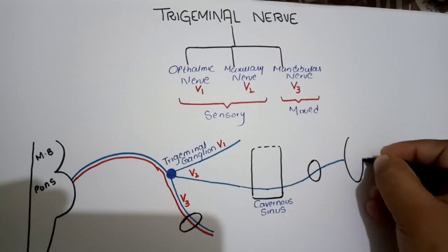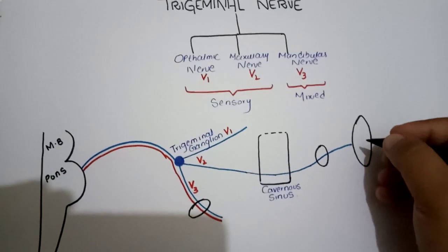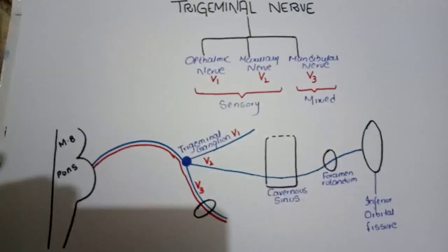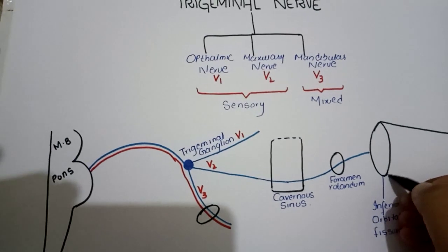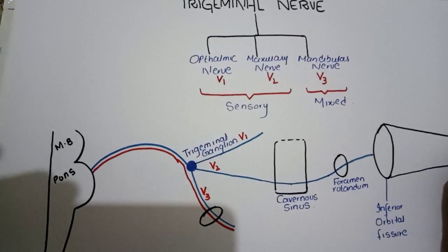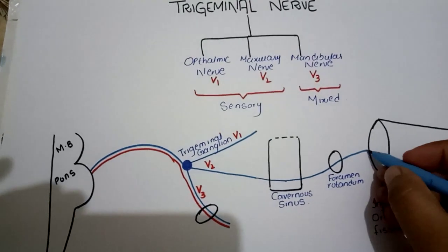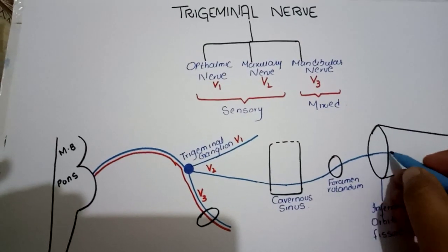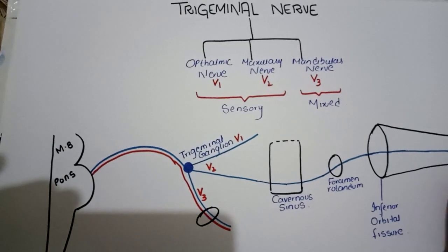The main difference is that it is present on the inferior side of the orbital cavity, and the canal of the inferior orbital fissure is known as the inferior orbital canal, and through the inferior orbital fissure the maxillary nerve will enter the inferior orbital canal, and after leaving the inferior orbital canal it will give its different branches.